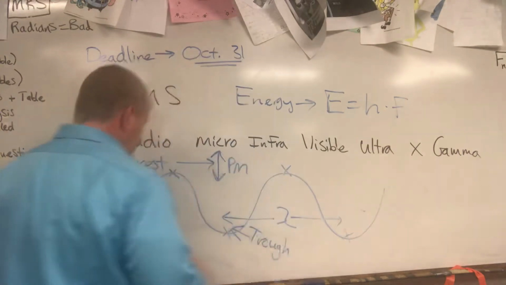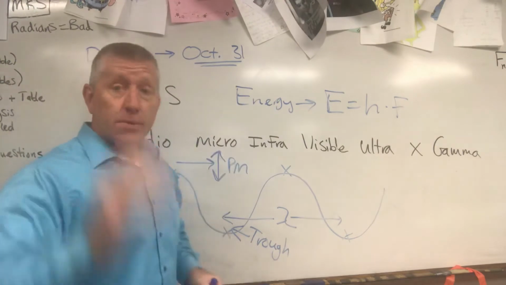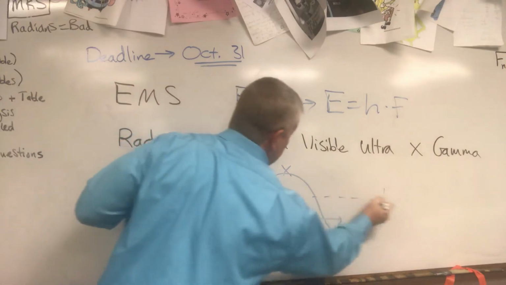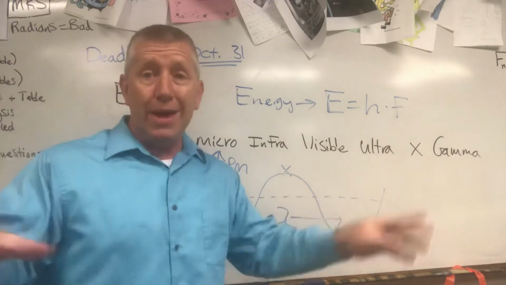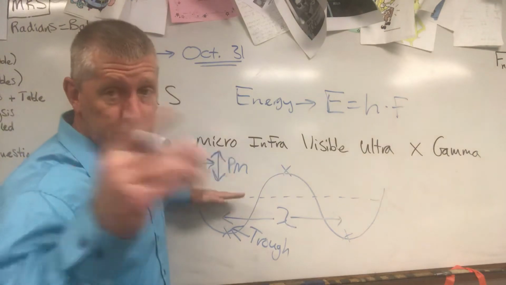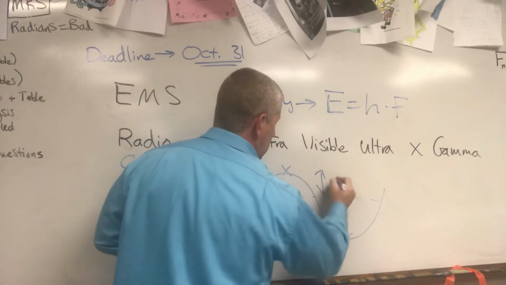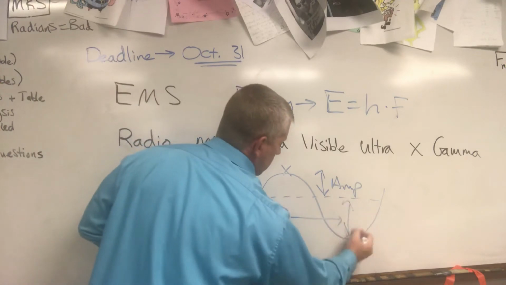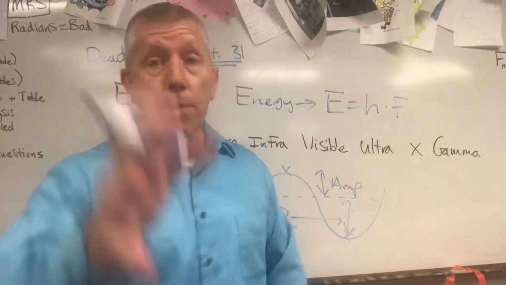There's another important thing when it comes to waves, and that's the height of the wave. The height is called the amplitude. The amplitude is not measured, and some of you get this wrong, from crest to trough. It's measured from the equilibrium point, halfway between the crest and the trough, to the crest or the trough. So that would be my amplitude, or that would be my amplitude. The midpoint to the crest, that's the height of the wave. And that represents energy.